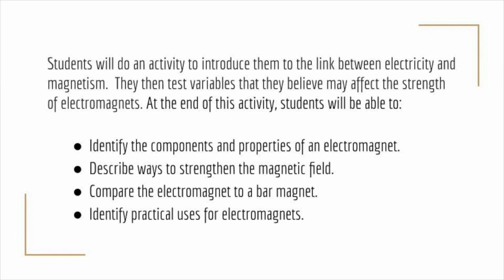Students will do an activity to introduce them to the link between electricity and magnetism. They then test variables that they believe may affect the strength of electromagnets. At the end of this activity, students will be able to identify the components and properties of an electromagnet, describe ways to strengthen the magnetic field, compare the electromagnet to the bar magnet, and identify practical uses for electromagnets.